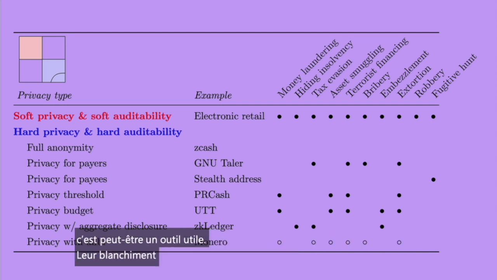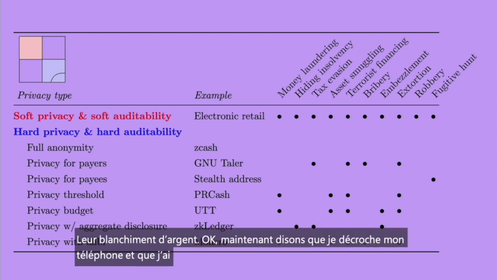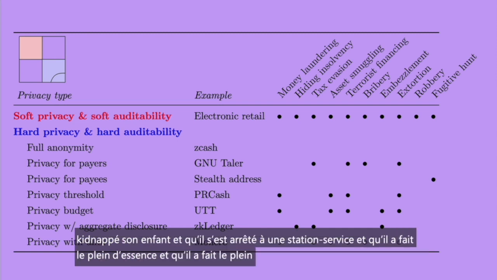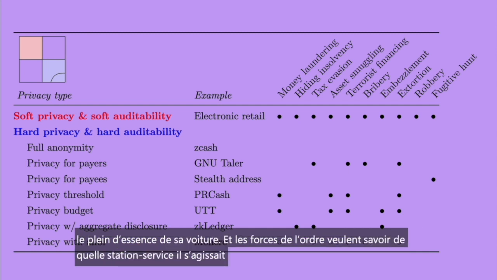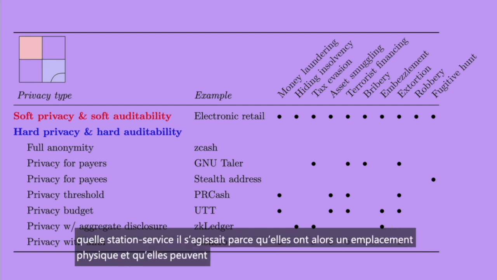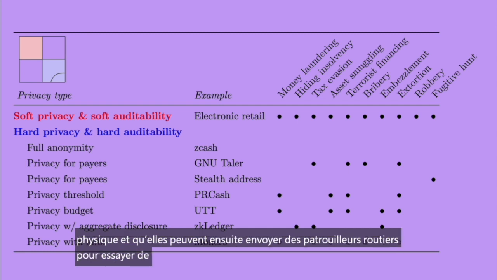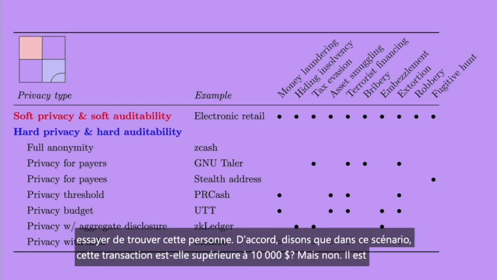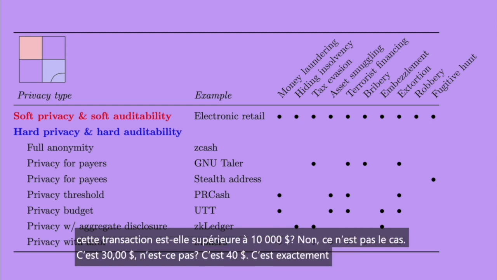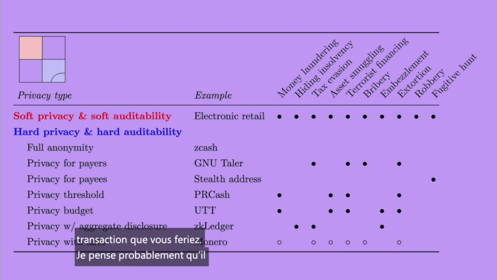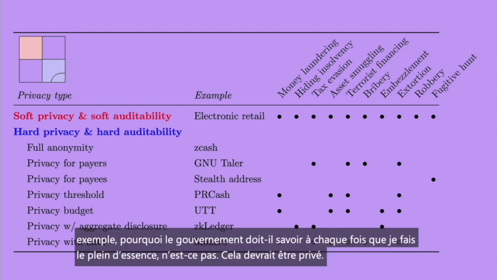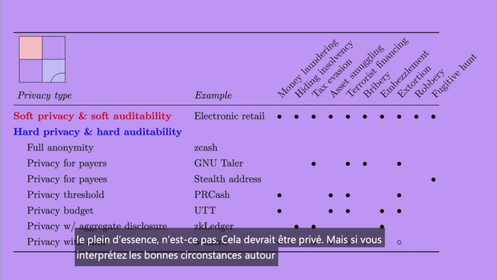Now, let's say I pick up my phone and I have an Amber Alert because there's a parent that kidnapped their child and they stopped at a gas station and filled their car up with gas. And law enforcement wants to know what gas station that was because then they have a physical location and they can put highway patrol people out to try and find that person, okay? Let's say in that scenario, is that transaction over $10,000? No, it's not. It's $30, it's $40. It's exactly the kind of transaction that you would probably think should be private. Why does the government have to know every time I fill up on gas? They shouldn't. That should be private. But if you construe the right circumstances around it, it could actually be a critical piece of information for a particular criminal investigation, okay?